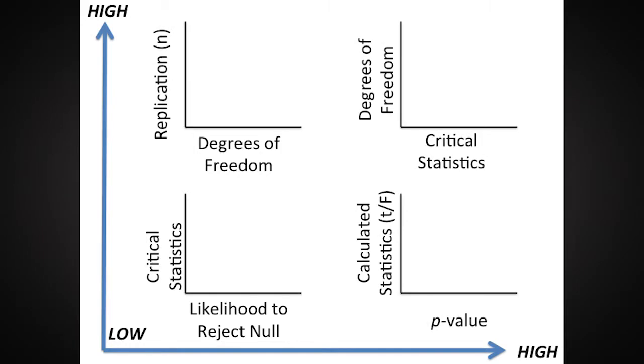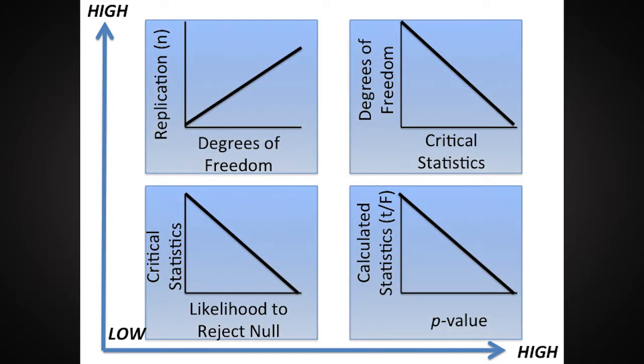If you captured the ideas present in this video, then you would have drawn a positive relationship between replication and degrees of freedom. Each replicate gives you one more minion. If you understand the role of degrees of freedom, then you would have drawn a line with a negative slope. With lots of minions, critical statistics remain small.